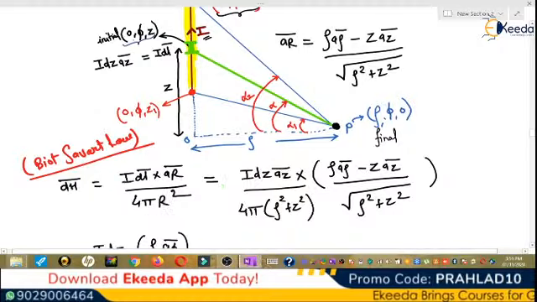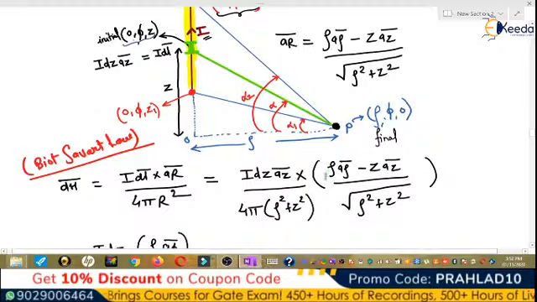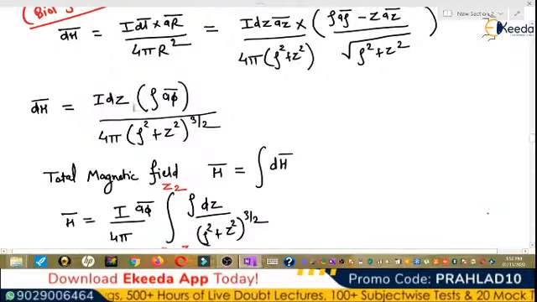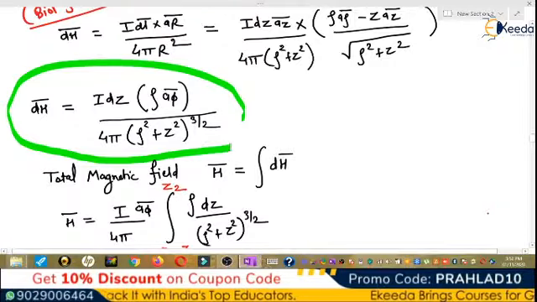So dH vector is I dl vector cross aR vector by 4 pi R squared. So it is I dz aZ vector divided by 4 pi R squared. R squared is rho squared plus z squared, and aR vector is rho aρ minus z aZ by the square root of rho squared plus z squared. So dH vector is I dz aZ cross aρ, it is aφ, aZ cross aZ is 0, so I dz into rho aφ by 4 pi (rho squared plus z squared) to the power of 3 by 2.